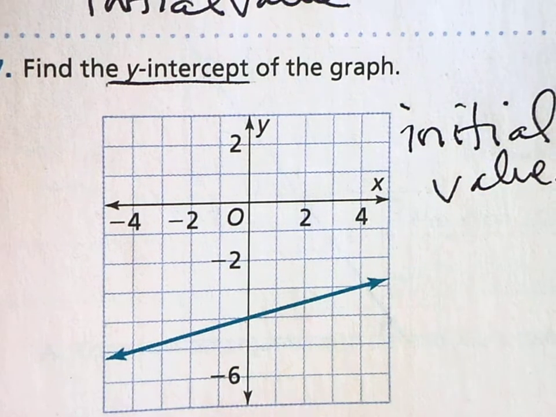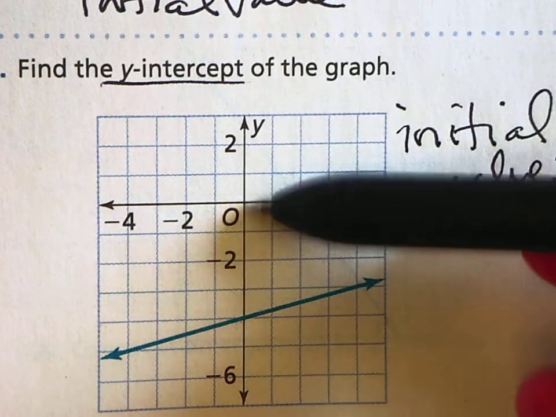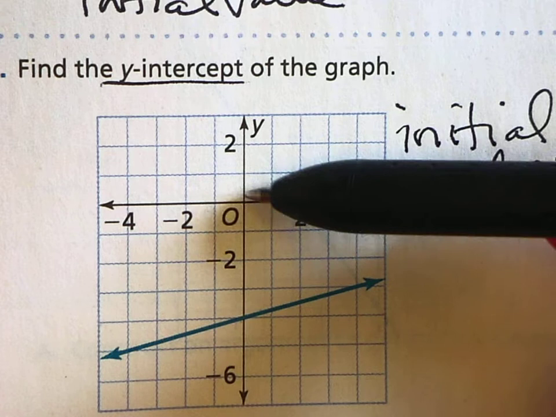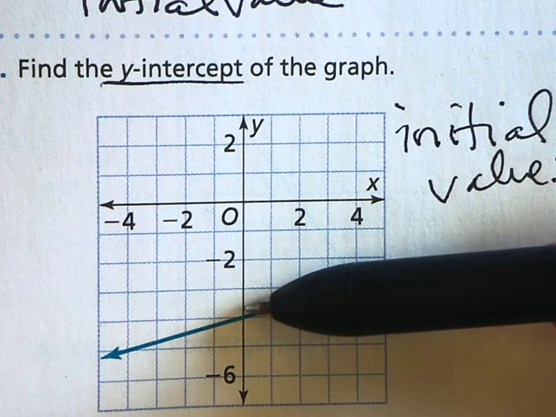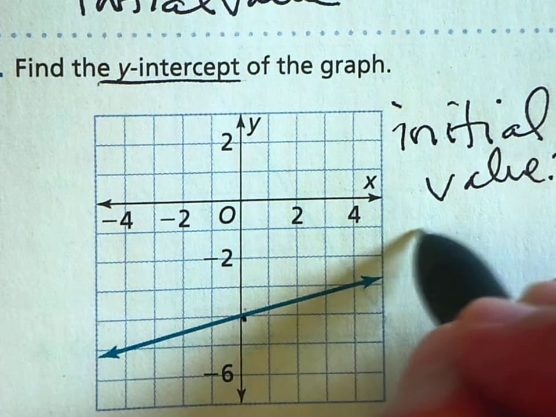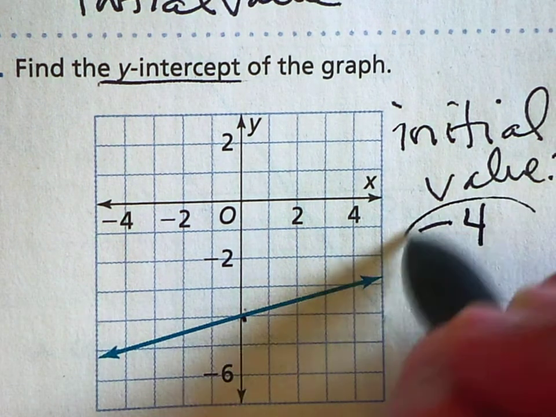All right, where does the line touch the y-axis? All right, we're down in the negatives. Remember, above 0 is positive, below 0 is negative. So negative 1, negative 2, negative 3, negative 4. So the initial value, your y-intercept, is negative 4.